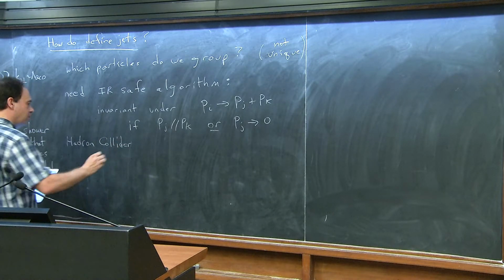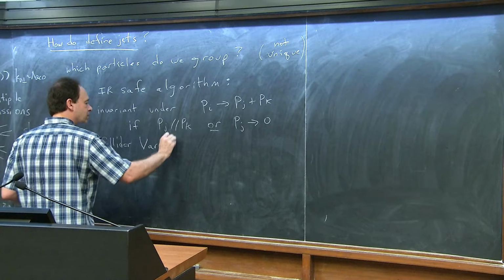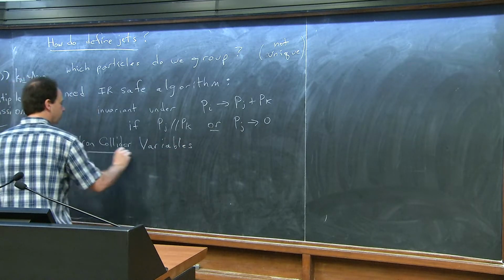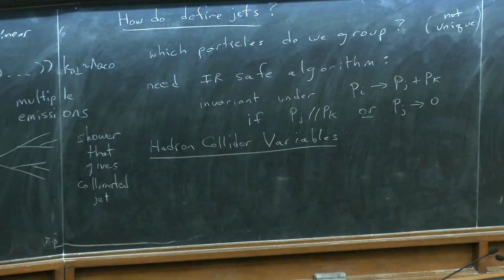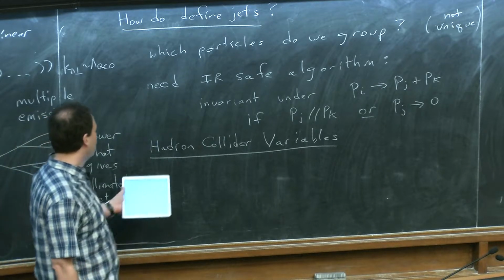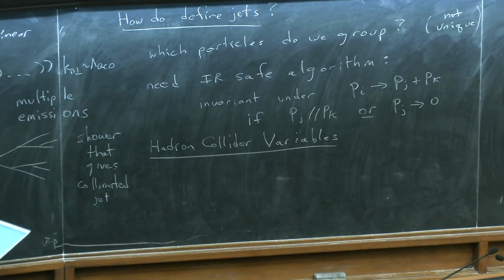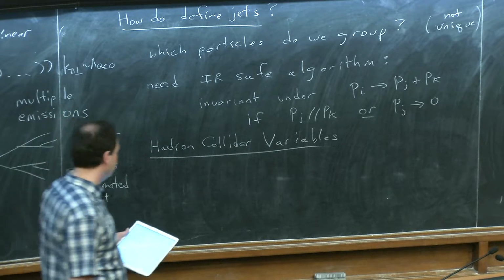Okay, so in order to describe to you how this works, I have to actually take a little bit of a detour and talk about some variables, because I'm going to write down the algorithm in terms of some variables. I need to talk a little bit about hadron collider variables and what are even a good set of variables to use.